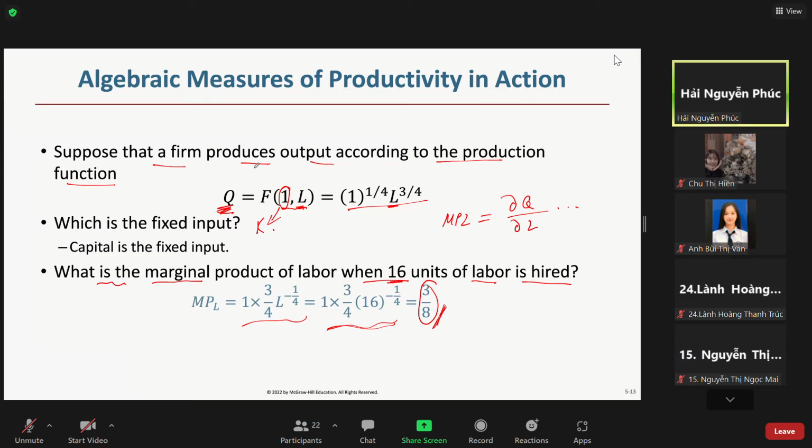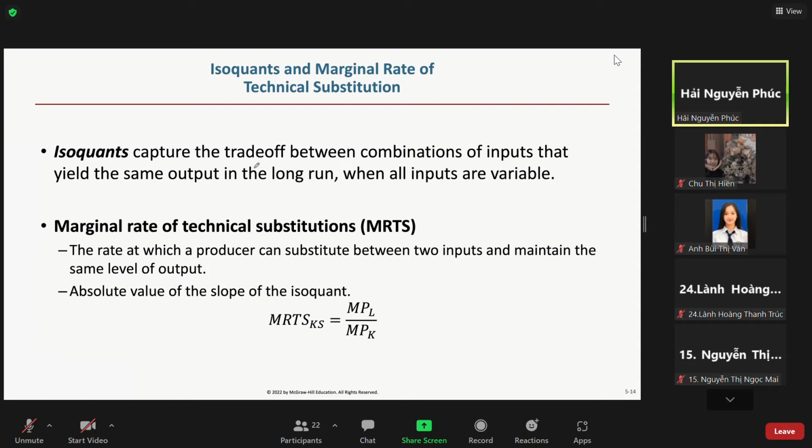Right, let's turn back. We have seen an example of MPL computation, right? Using the Cobb-Douglas function. Now let's move further. We are going to use a model that graphically illustrates the optimal combination of inputs that minimize the cost of production.